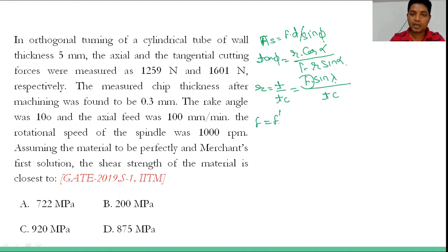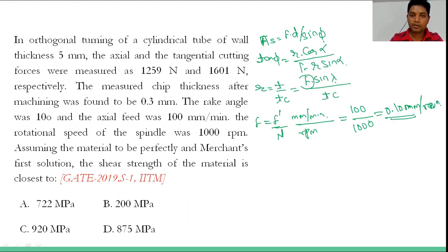तो f कैलकुलेट करने के लिए that is कितना आपका मूवमेंट होगा, that is in actual feed, that is in mm per minute, और how much rpm is there। ओके, कितने rpm पे रोटेशन है। So this is basically mm per minute, and this is rpm, so this minute will be cancelled out, this will be mm per revolution। So this is f dash is given as 100 mm per minute, and this is 1000 rpm, so this will be 0.10 mm per revolution। Okay, this is feed.